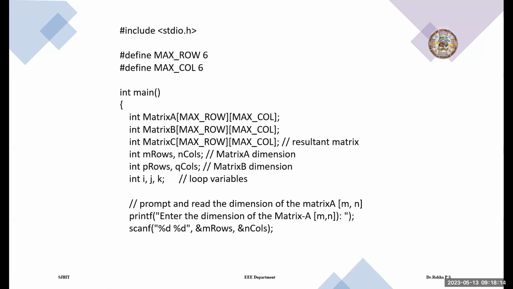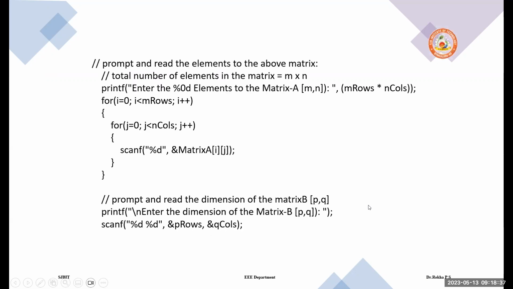Now prompt and read the dimension of the matrix A. So now the user is supposed to enter the dimension for the matrix A. That will be read through the scanf function. Whatever value the user enters will be stored in the variable m rows and n columns. Now prompt and read the elements of the above matrix. So the total number of elements in the matrix is m cross n.